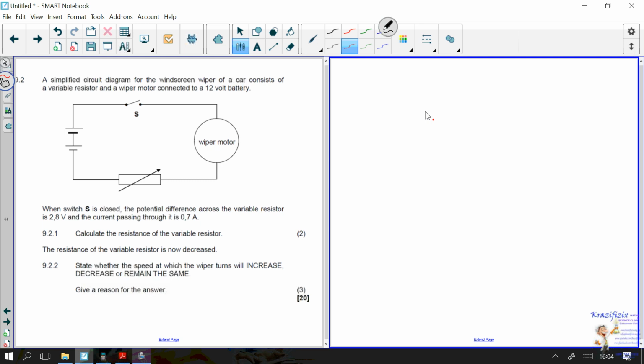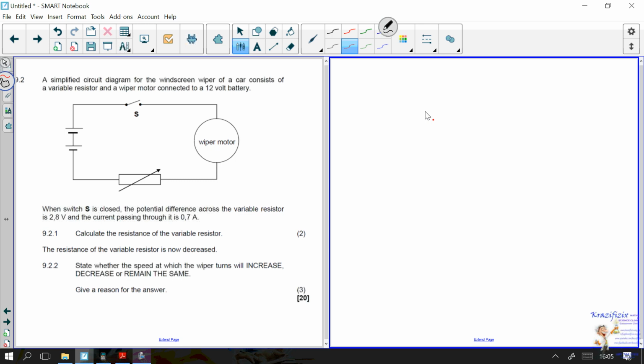A simplified circuit diagram for the windscreen wiper of a car consists of a variable resistor and a wiper motor connected to a 12-volt battery. So we have this diagram here. They did not give us anything about internal resistance; we just know that the EMF of the battery is 12. When switch S is closed, the potential difference across the variable resistor is 2.8 and the current passing through it is 0.7.